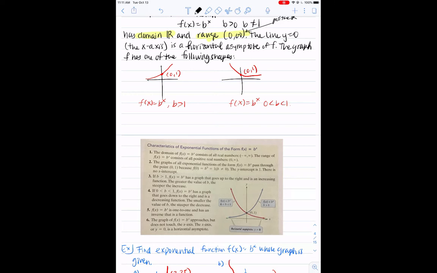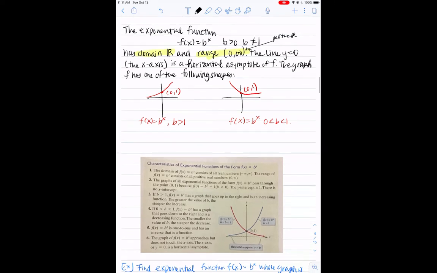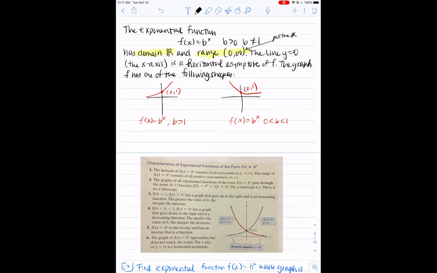So we always pass through the point (0, 1) on just a standard exponential function. And then we have our domain is the real numbers, and our range is from 0 to infinity. And the line y = 0 is our horizontal asymptote.